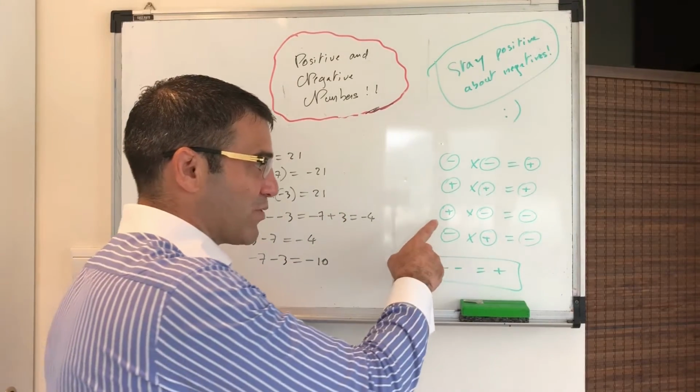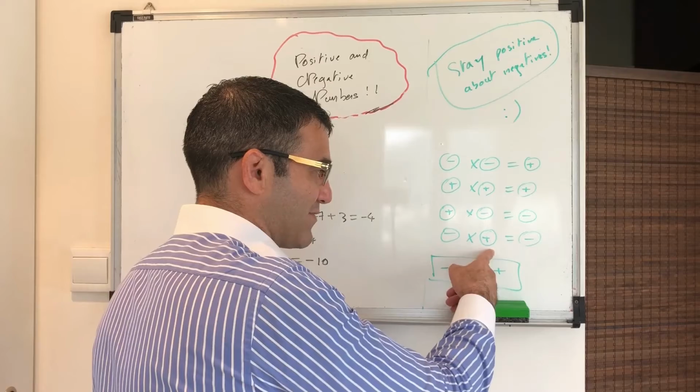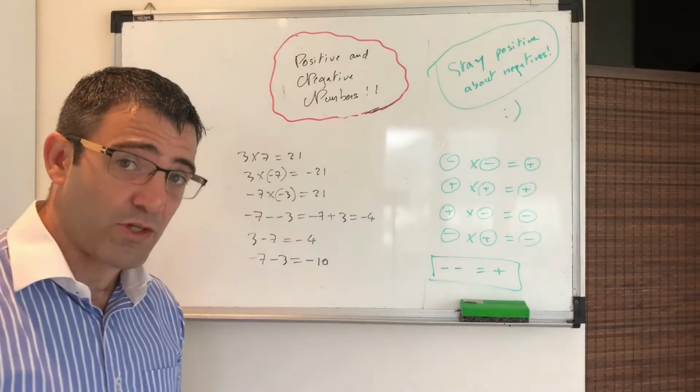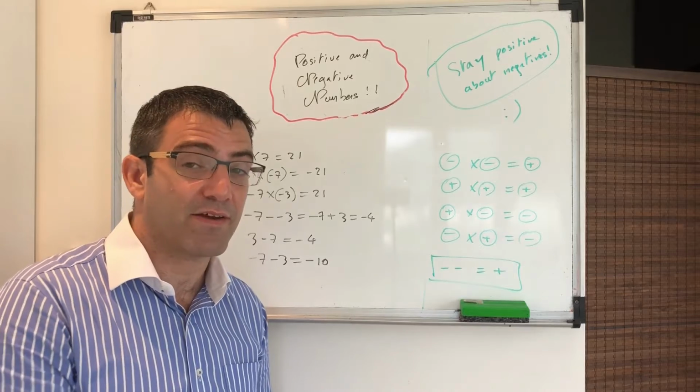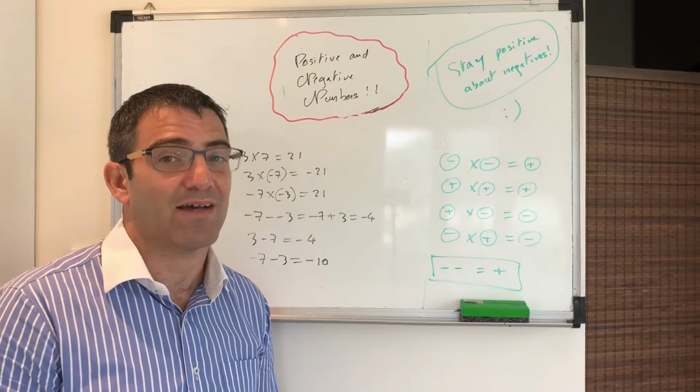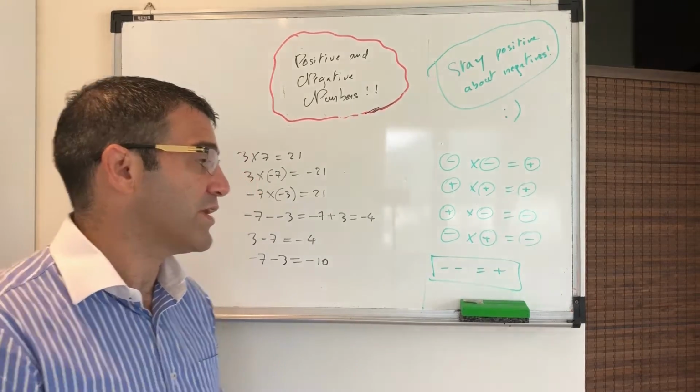So it's only cases where you have a positive times a negative or a negative times a positive that you'll get a negative number. Only when the signs are alternate. So if you get negative 3 times positive 7, that's going to be a negative number. Or the other way around.